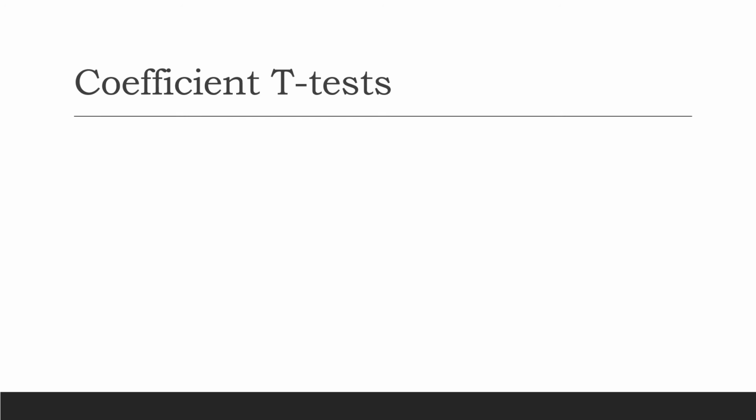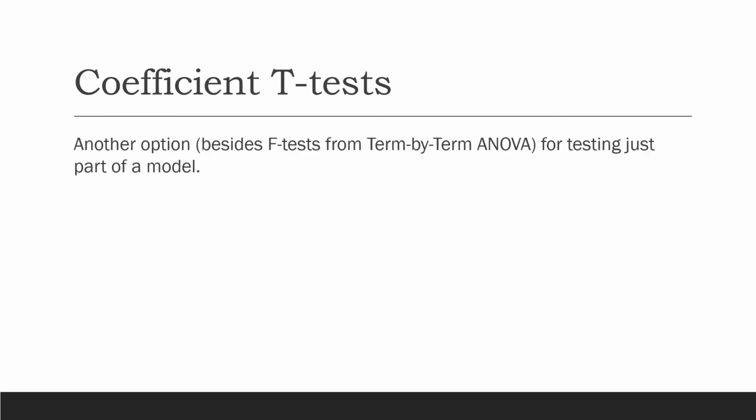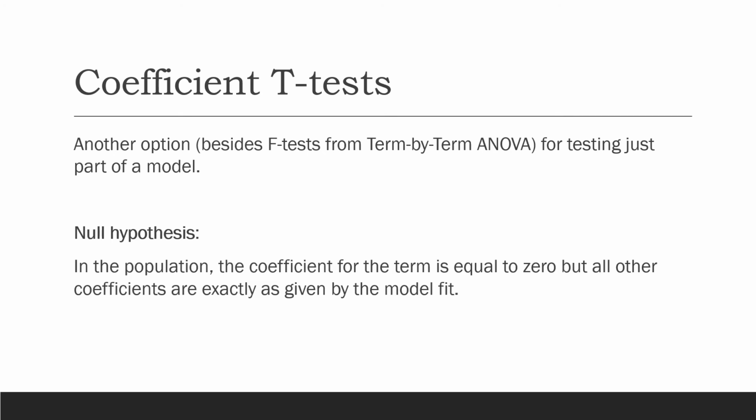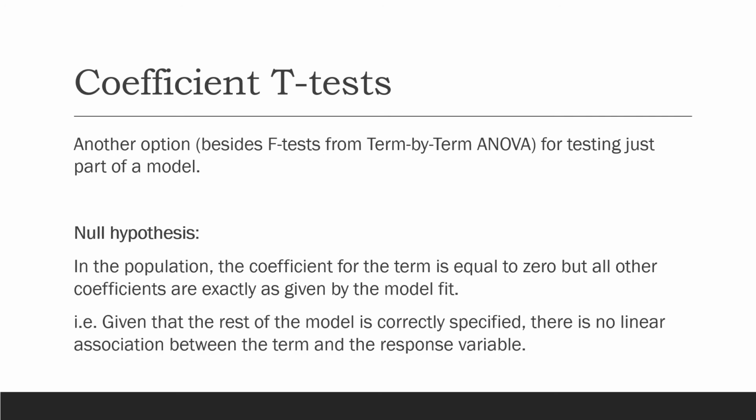T-tests done on the coefficients for the model terms give us another option besides those F-tests from the term-by-term ANOVA table for testing just part of a model. Whenever we do a coefficient t-test, the null hypothesis is that in the population, the coefficient for the model term is equal to 0, but all of the other coefficients are exactly as given by the model fit. So, given that the rest of the model is correctly specified, there's no linear association between the term that we're doing the test on and the response variable.